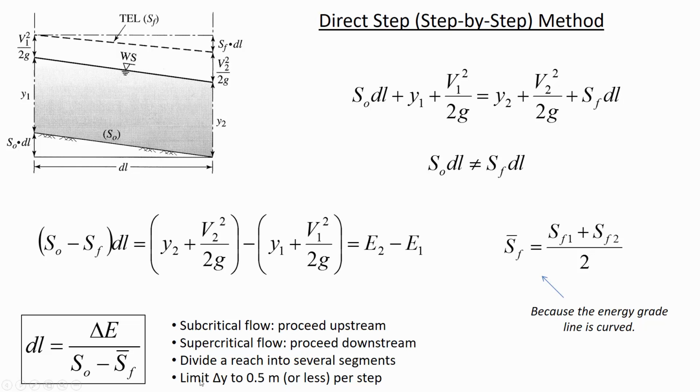Because of this limit that our difference in water depth should be 0.5 meters or less, we have to divide a reach into several segments. If we know that the normal depth upstream is relatively shallow, but we have some sort of a choke downstream, then we can't go from that really deep water at the choke up to the normal depth upstream in just a single jump. We should limit it to incremental changes in water depth of 0.5 meters or less. And so that tells us how many steps we should take.